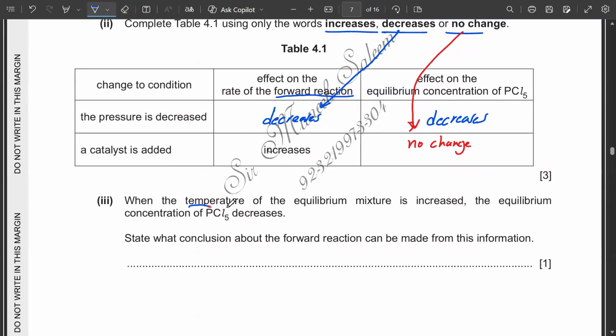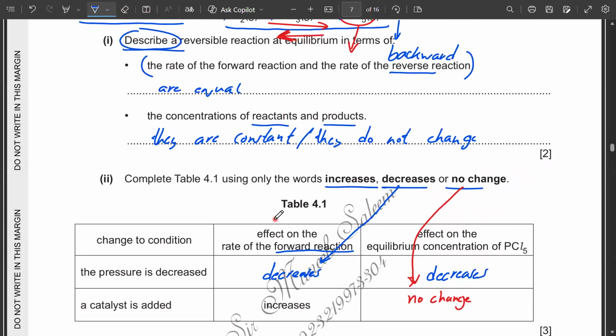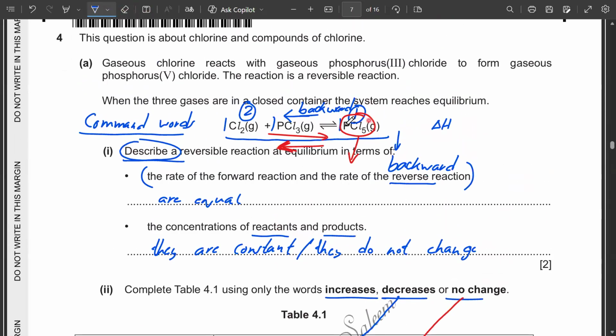The temperature is increased and concentration of PCl5 has decreased. So PCl5 decrease means the equilibrium has shifted towards the reactant side. So what is the relation of the temperature with the enthalpy here? Temperature relation with the enthalpy.